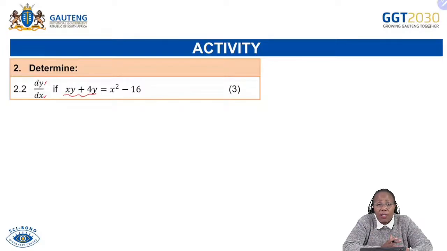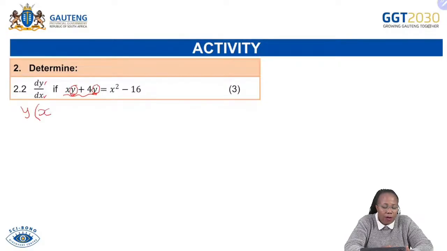Fortunately, nowadays, they scaffold the question by saying to you, make y subject of the formula, and then now find dy in terms of x. Unfortunately, here we are just indicated that you determine dy/dx. If that is the case, now you must start by making y subject of the formula. As you can see, y is common there. We are going to take y out as a common factor. And then when you take y out, you're left with x.